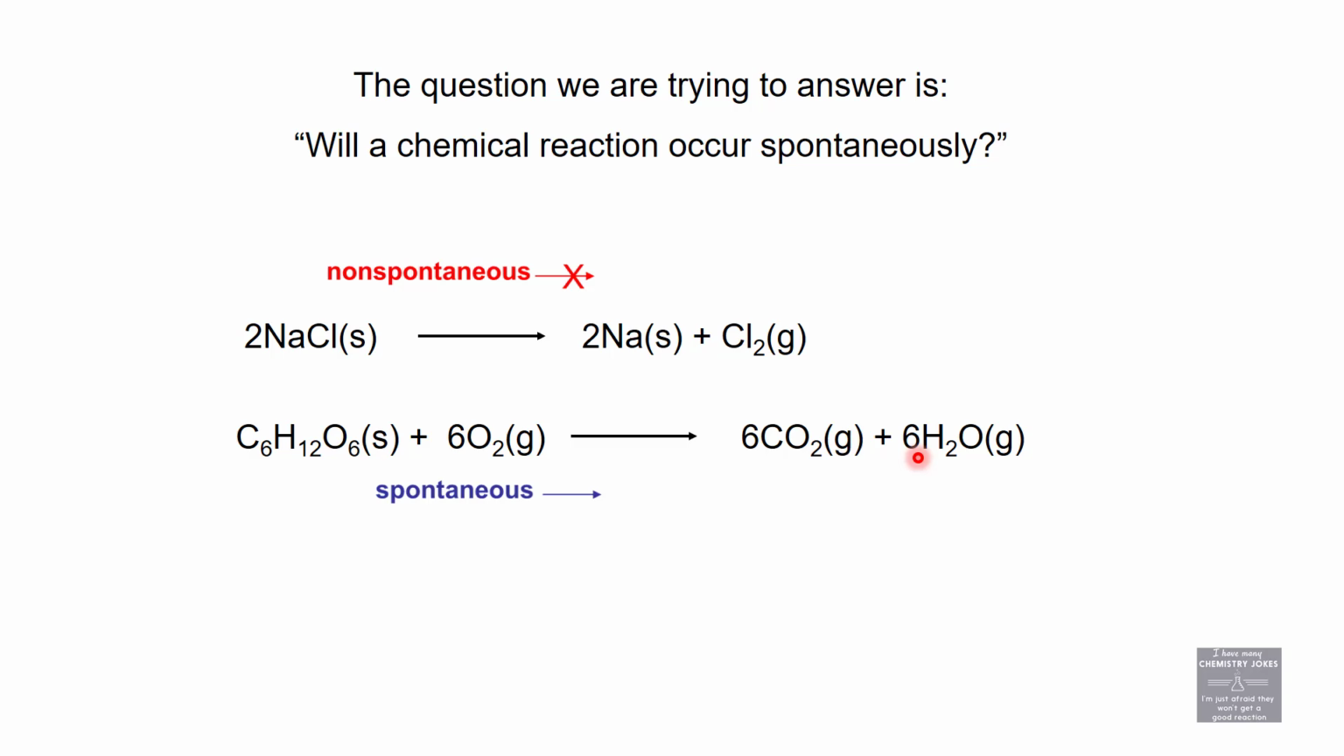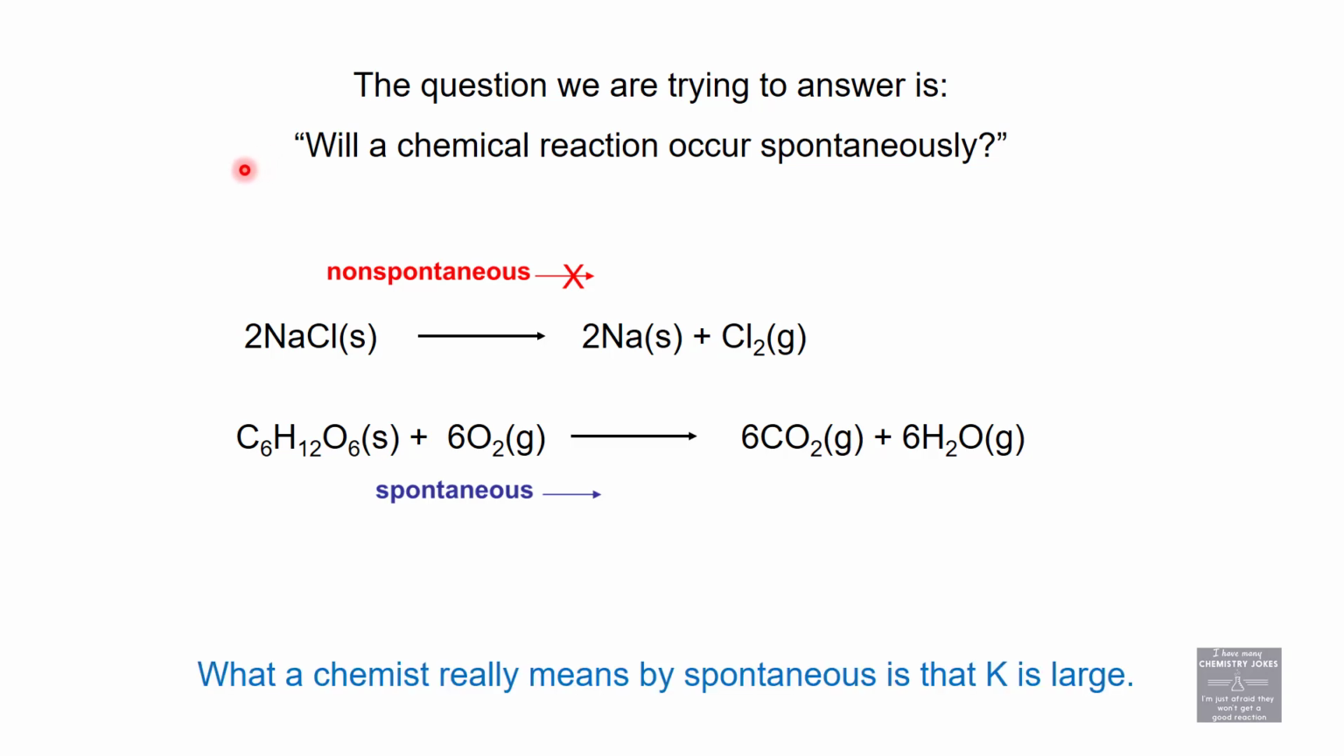So I said we're leaving equilibrium behind, kind of, sort of, but not really far behind. We're trying to answer this, does it occur naturally, does it occur spontaneously? What a chemist actually means when they say that is, what's the size of K? If something occurs spontaneously, it's going to have a large K, lots of products at equilibrium. If something is non-spontaneous, very small K, not a lot of products at equilibrium.